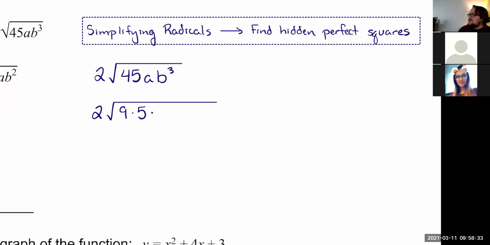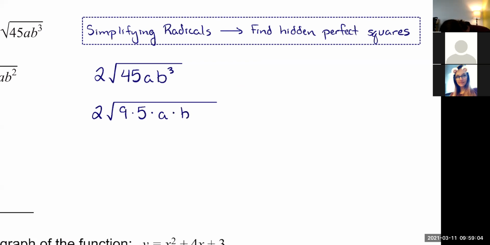What about the a? Can't do anything with it? No. When it comes to variables, how do we know we have perfect squares? If it's squared. Yeah. So I really like my variables to be squared in order to be considered a perfect square. There's just not enough a's there. But then I get b to the 3rd, and now there's too many b's. Break a b off.